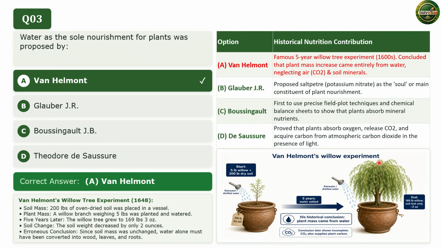But this conclusion was incomplete because most of the plant dry matter carbon comes from atmospheric carbon dioxide, and the plant also requires mineral nutrients. But Van Helmont did not account for these sources properly. And coming to Glauber, he emphasized potassium nitrate as the sole constituent of plant nourishment. Potassium nitrate is called saltpeter. And Boussingault used precise field plot techniques and a chemical balance sheet to show that the plant absorbs mineral nutrients. These also clarified the role of oxygen, carbon dioxide, and mineral absorption in the plant.